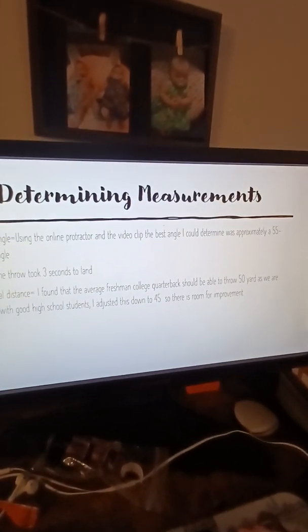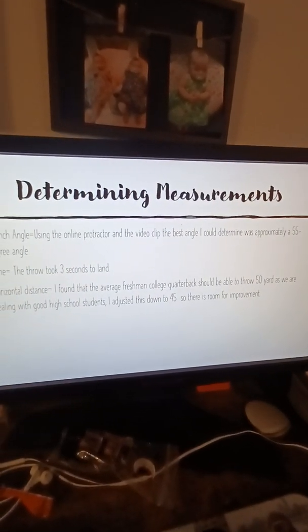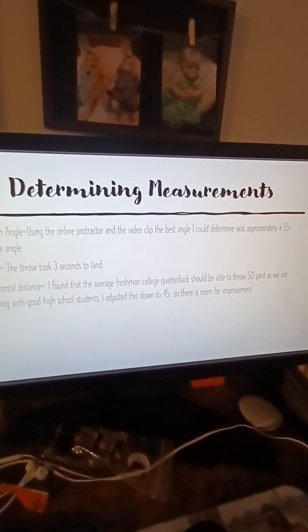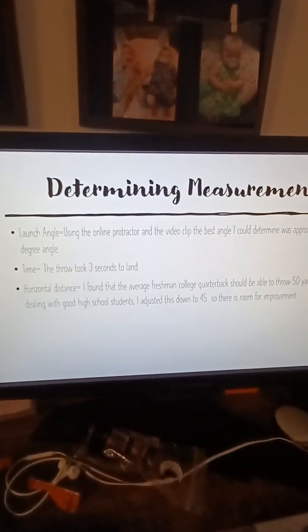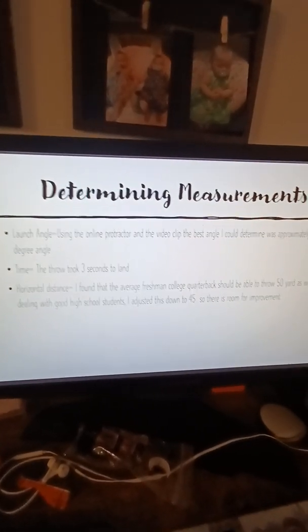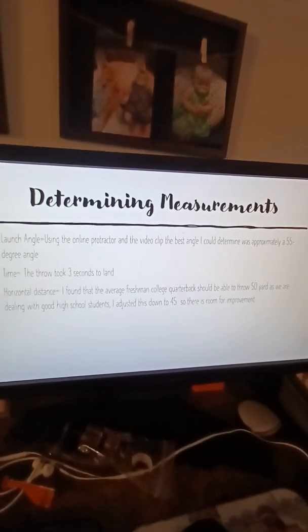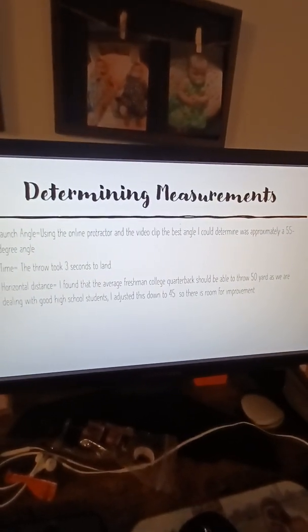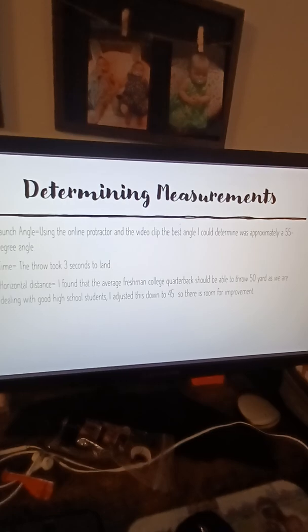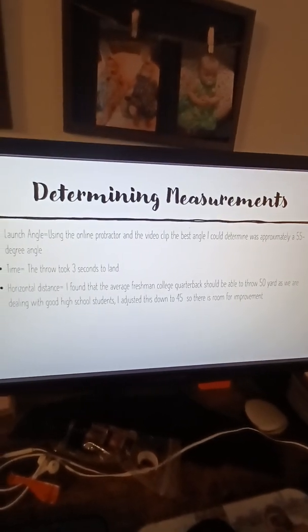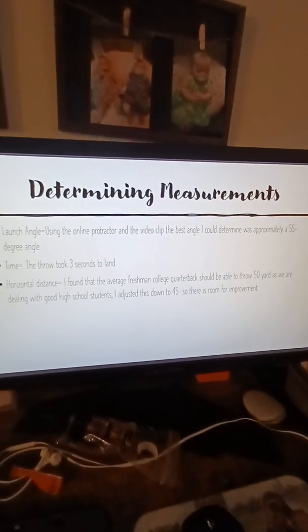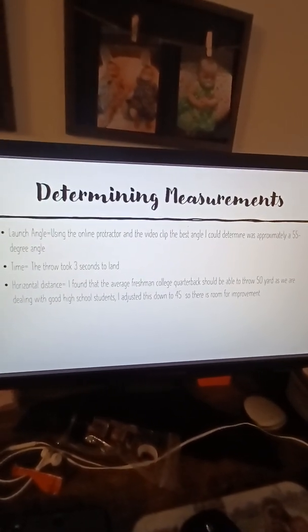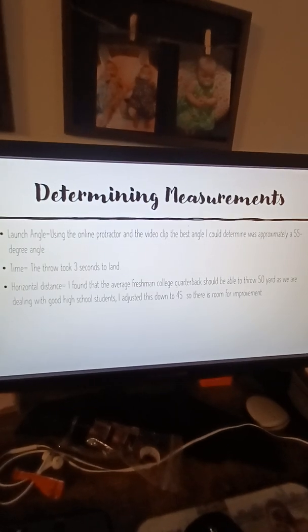I used the online protractor and the video clip. The best angle I could tell from when the ball was released was approximately a 55-degree angle. Slowing down the video, I was able to tell that the throw took 3 seconds from when it left his hand to the time it landed on Gary. The horizontal distance, I had to guess a little bit because of the angle of the video. It was hard to measure how far away he was.